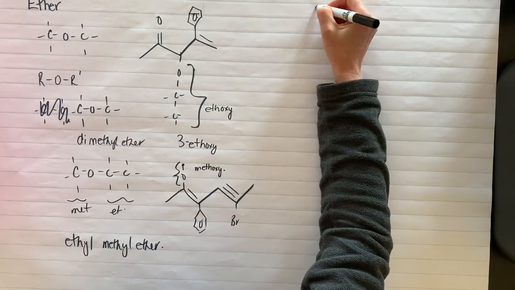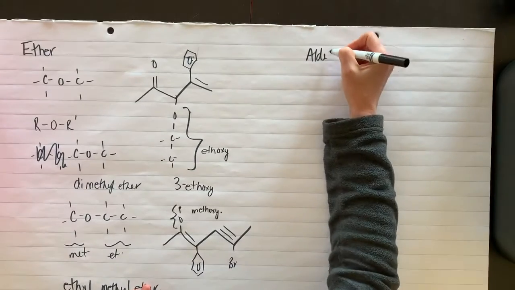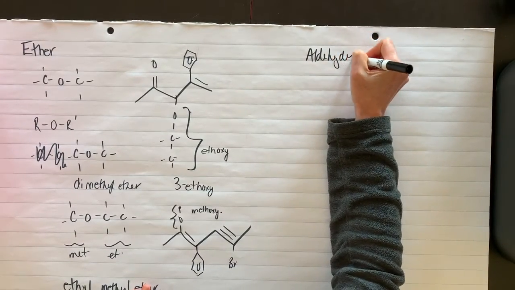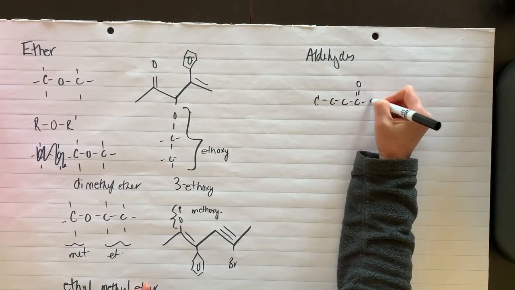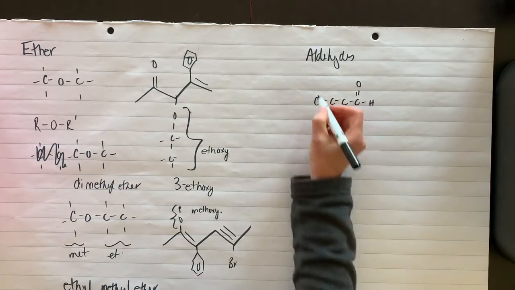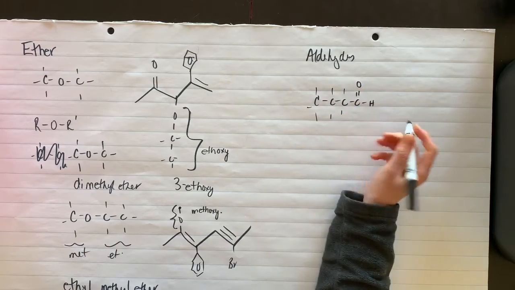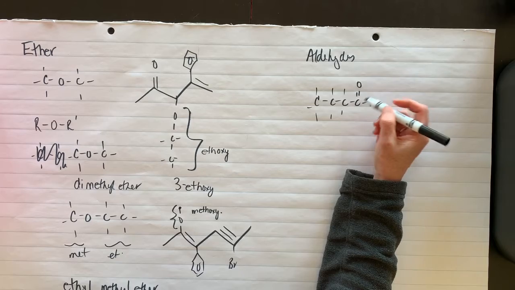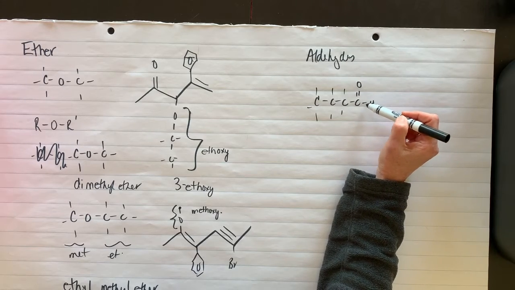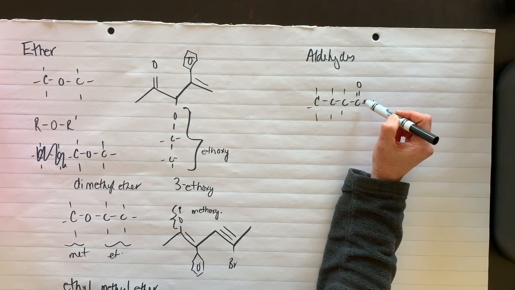Next one is aldehydes. Aldehydes are compounds that end with a double bond O and an H at the end of the compound. So again, be careful you're not just putting your extra tick in there because you get so used to putting ticks all around the carbon. Just always make sure that you've only got 4 bonds around the carbon. So 1, 2, 3, 4.